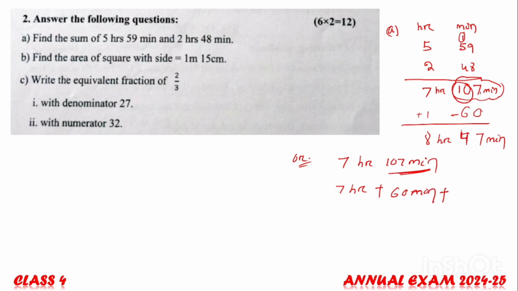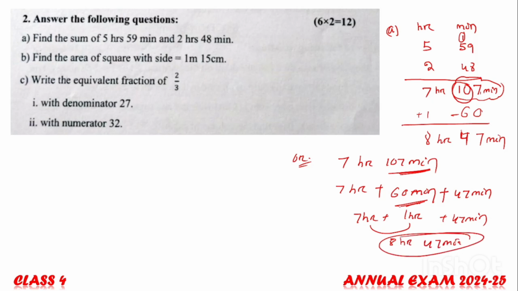plus 47 minutes. Now in place of 60 minutes we can write 1 hour. Here is 7 hour plus 47 minutes. Now 7 hour plus 1 hour, that is 8 hour 47 minutes. So the answer is 8 hour 47 minutes. All of you understand? You can solve either by this method or this method.